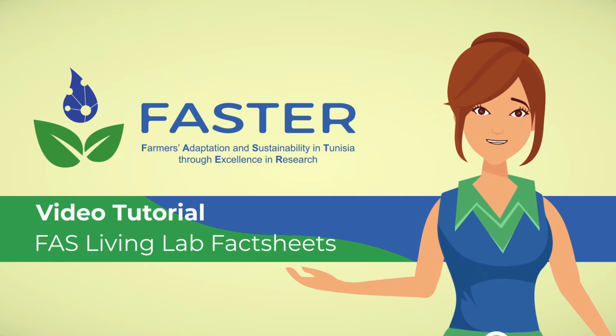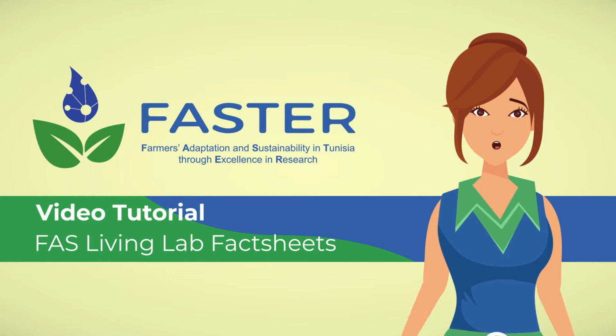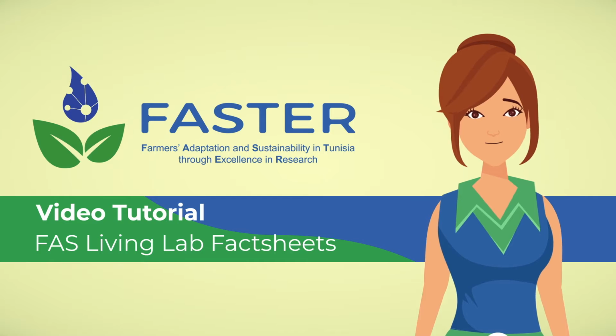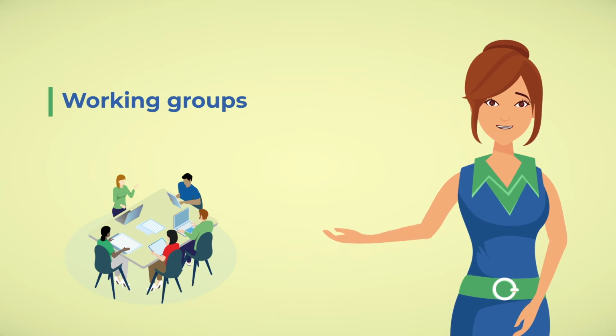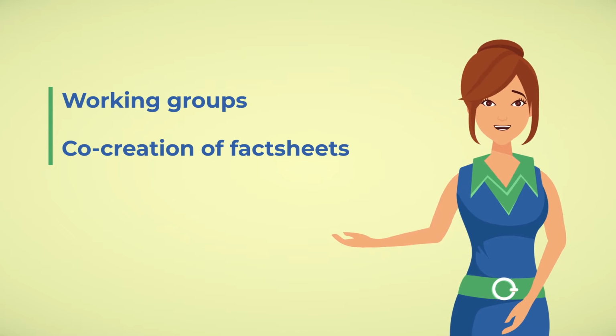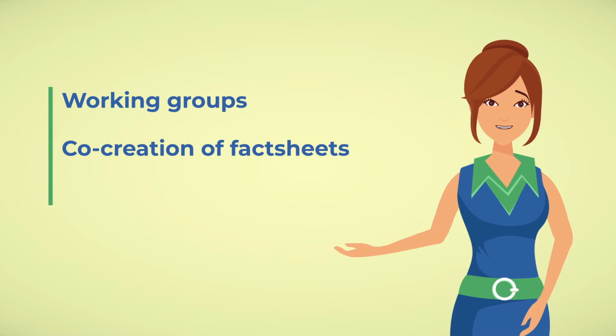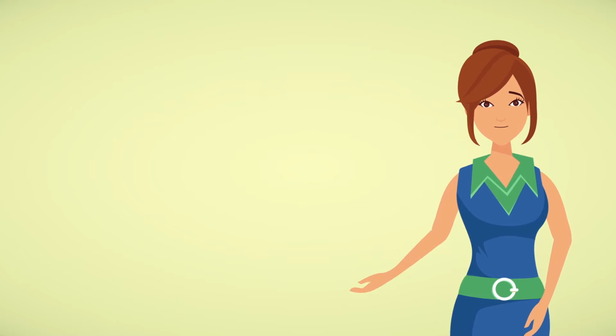The objective of the Faster Living Lab is to transfer national and international research results on adaptation to climate change to the Farm Advisory System of Tunisia. The Faster Living Lab created different working groups integrating researchers, experts and practitioners with the aim of co-producing a minimum of 30 fact sheets containing up-to-date information on climate change adaptation, ready to be transferred to multiple target audiences.